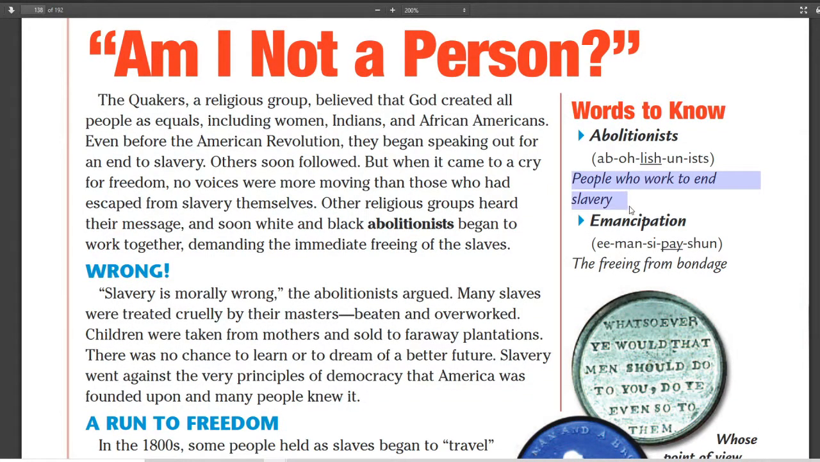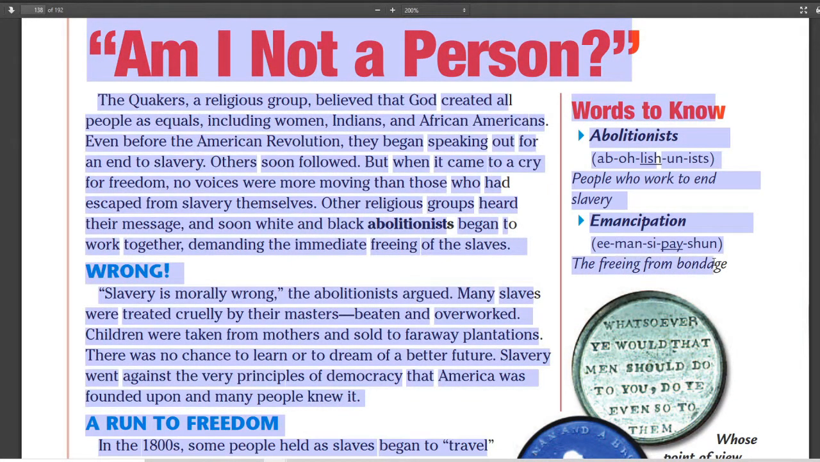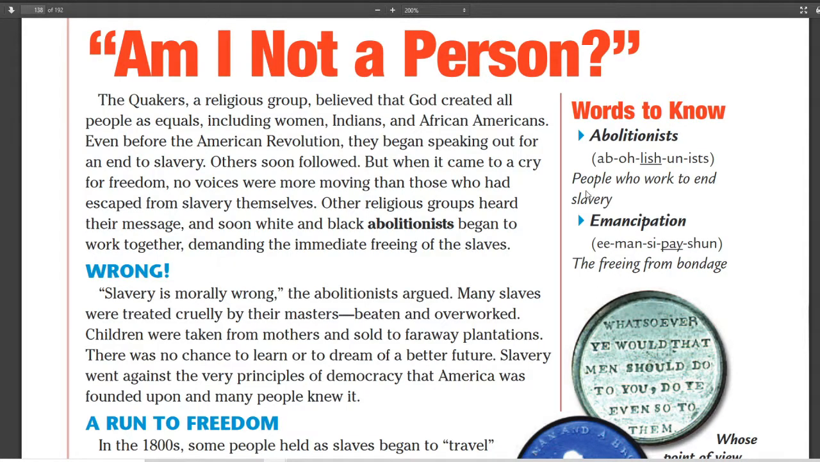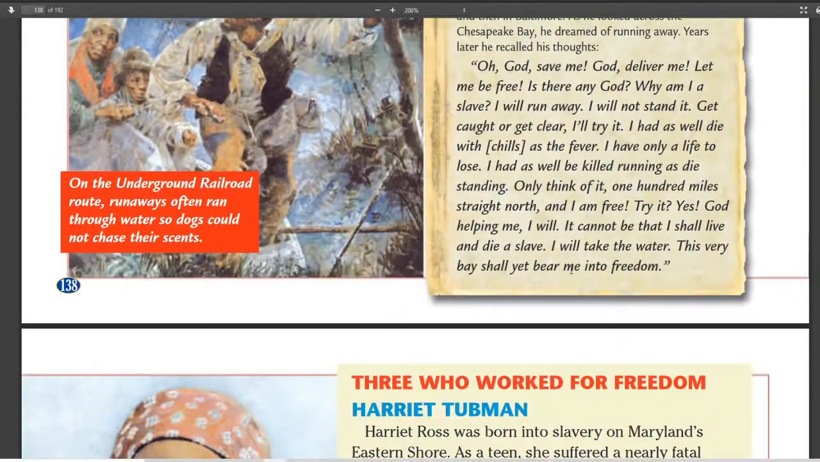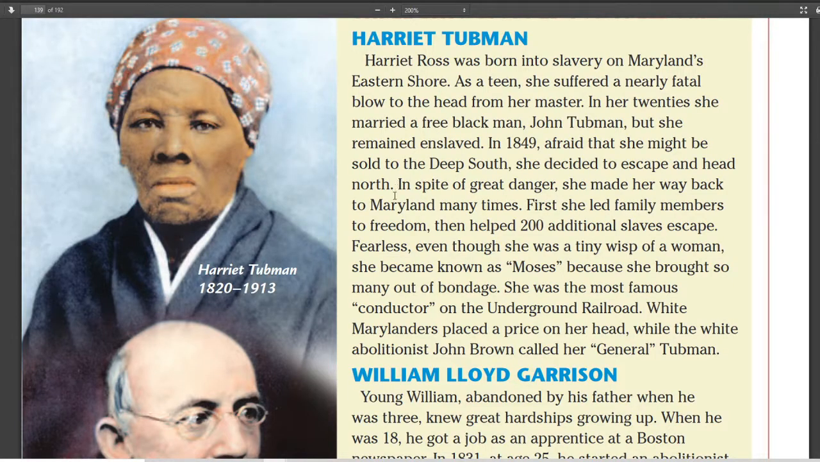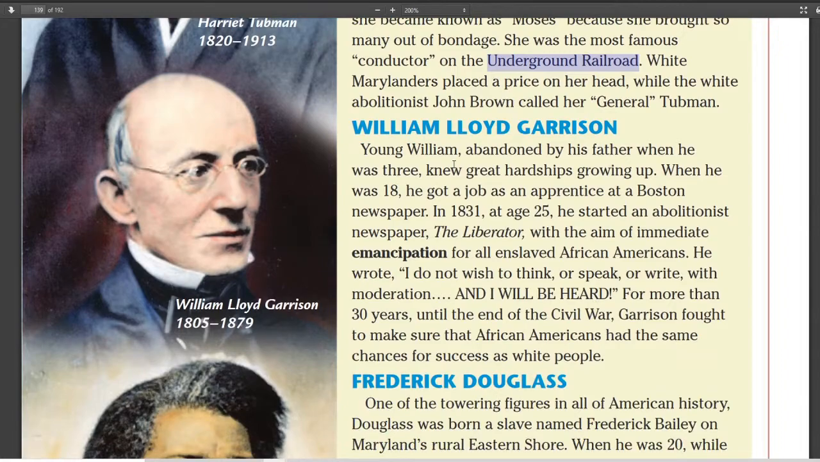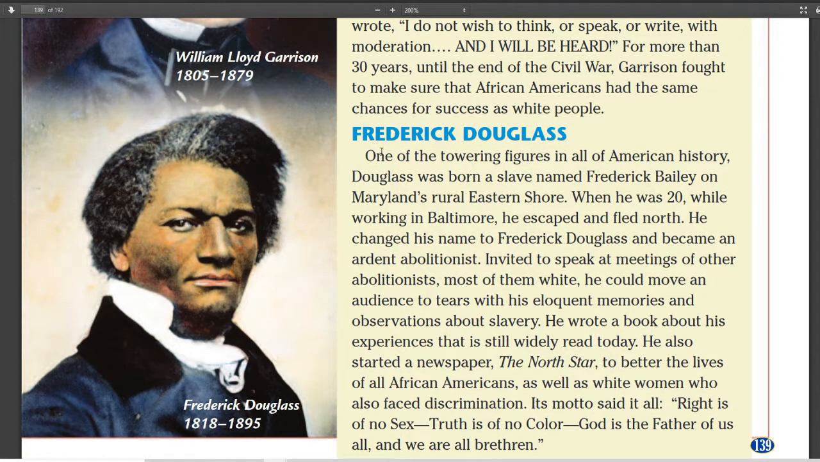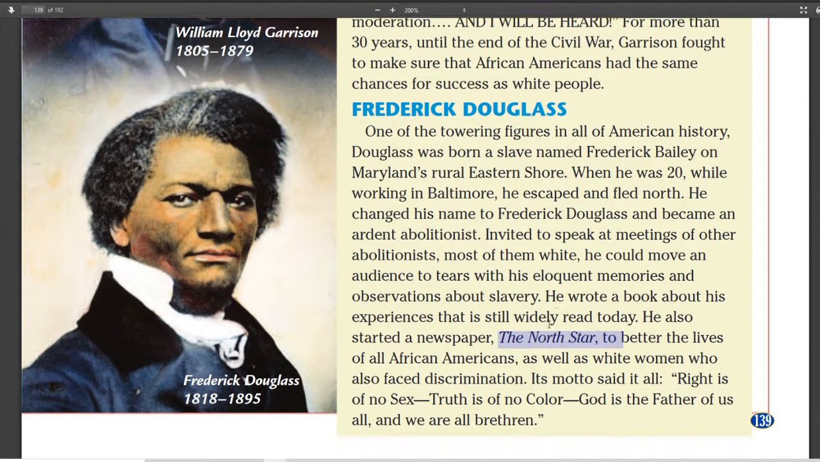Now we got abolitionists, people who worked on slavery, emancipation, the freeing from bondage. So abolitionists are the people that want to free people from slavery, and emancipation is the act of freeing from slavery. And then we get to our people again, Harriet Tubman. She was known for the Underground Railroad. William Lloyd Garrison was another abolitionist, and he was known for writing. He created a newspaper called The Liberator. And then we have Frederick Douglass, who was an escaped slave, and he wrote for the North Star.